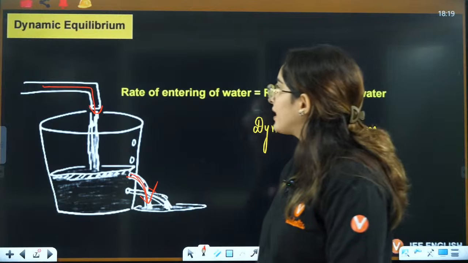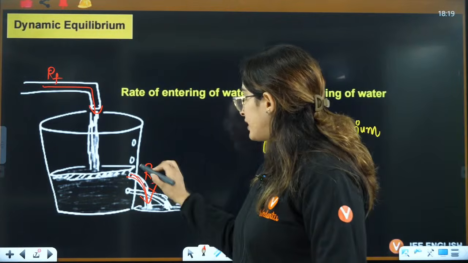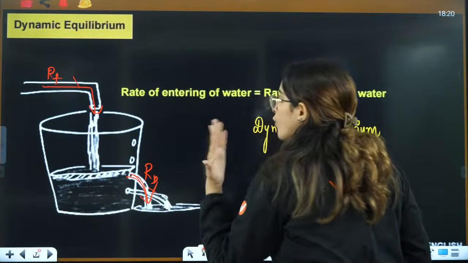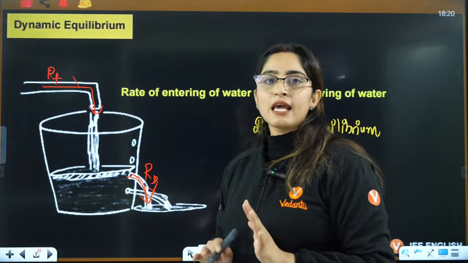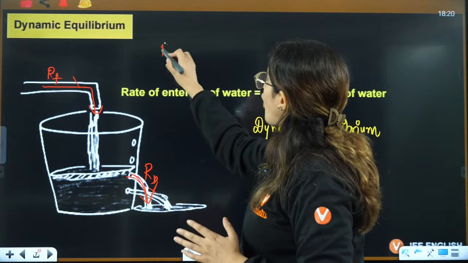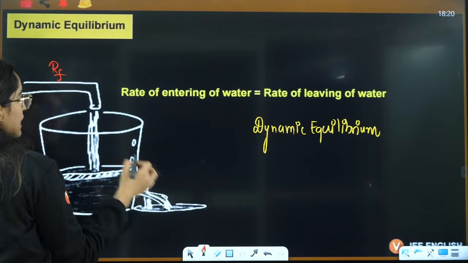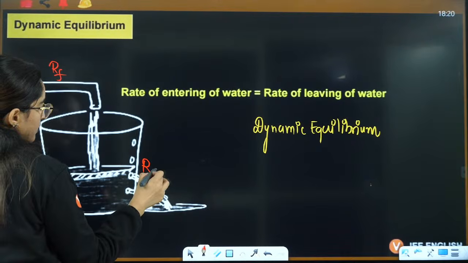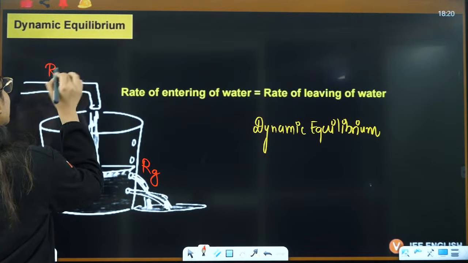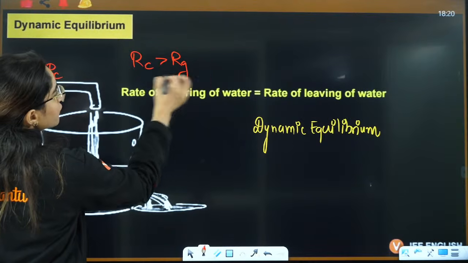So what is happening? The rate at which water is flowing in and the rate at which it is going out of the bucket is the same. Let's say the rates are different. Let's write them as rate of coming, RC, and rate of going, RG. If RC is greater than RG, then what will happen?